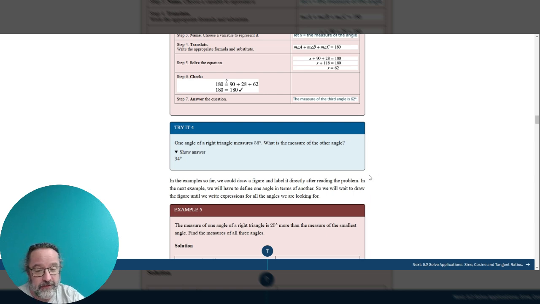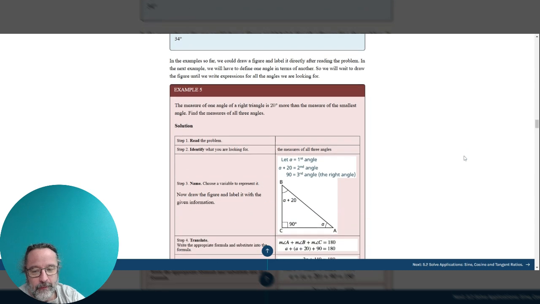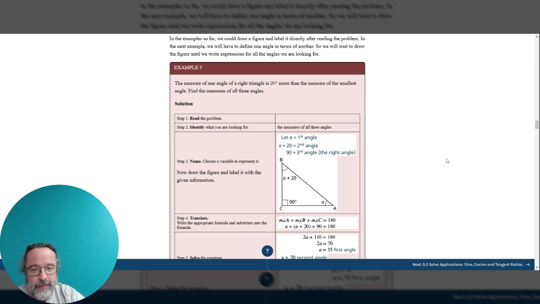Very simple. We're just going to move through this real quickly. Here's another one, example 5, where they want us to make an equation. The measure of one angle of a right triangle is 20 more than the measure of the smallest angle. So we know that one of our angles, right triangle, is 90. Let's call the other one A, and then we know another one is 20 more than A, so A plus 20.